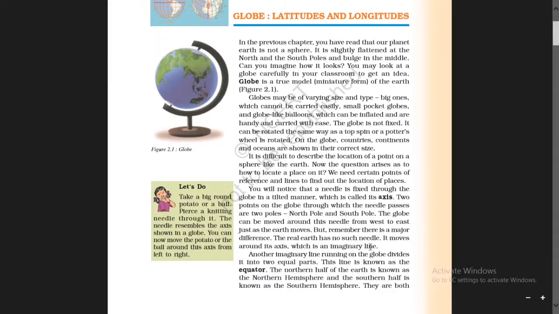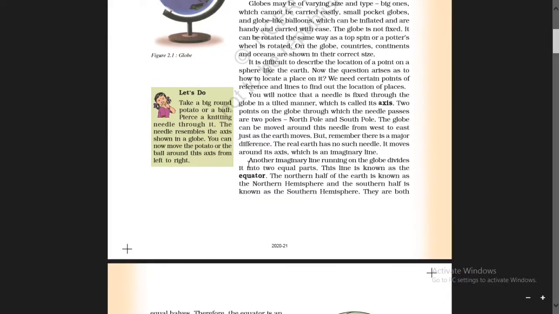Which is an imaginary line. That is an imaginary, means thinkable line. Actually, there is no such line like that. There is no such needle. Another imaginary line running on the globe divides it into two equal parts.